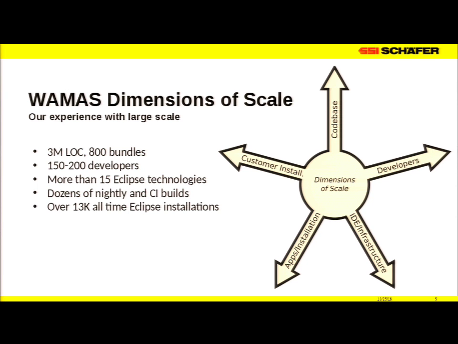Right now, we have, in the meantime, over 14,000 Eclipse installations, since we started using software that tracks that number. And we have approximately 1,200 worldwide customer installations. So that's warehouses where WAMAS is running. And most of them are 24/7, so there is no room for any real mistakes.